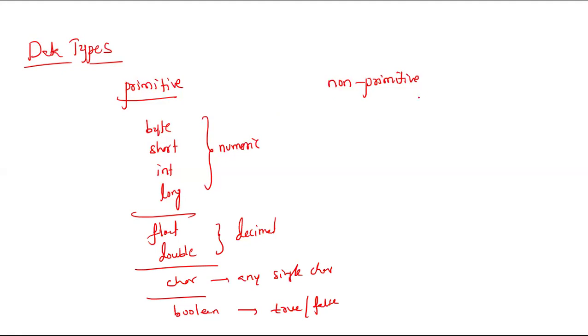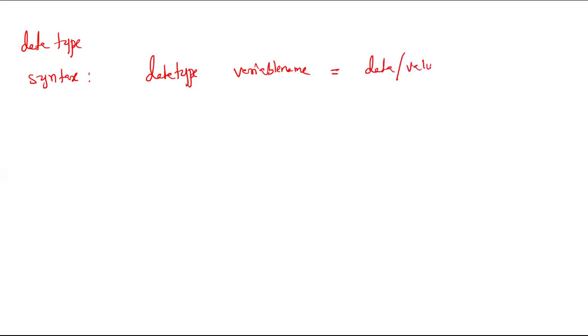When it comes to non-primitive, there are multiple non-primitives. At this data types level, we'll discuss string. After these things, this is also a recapitulation only, we discussed the data type syntax. And here the syntax is: data type, then space, variable name of programmer's choice, then assignment operator, then the data or value.